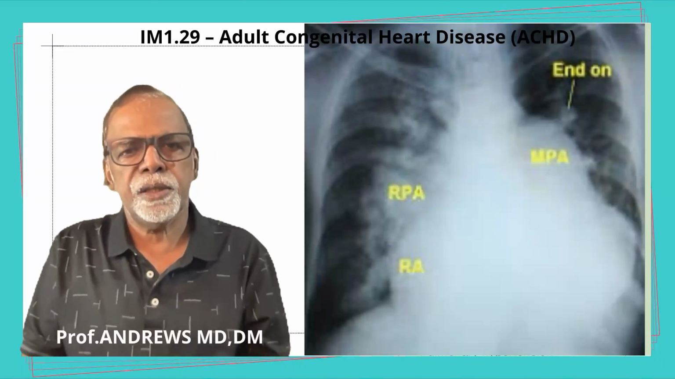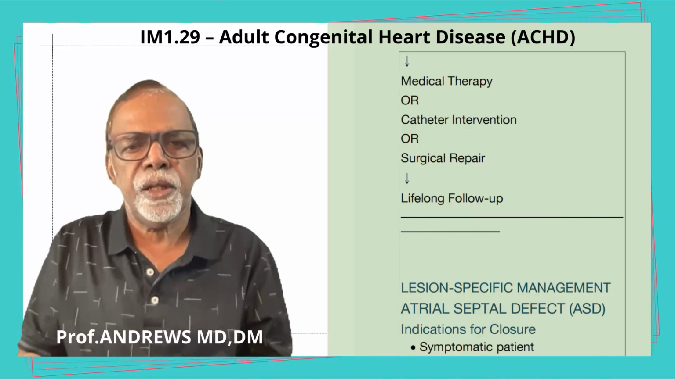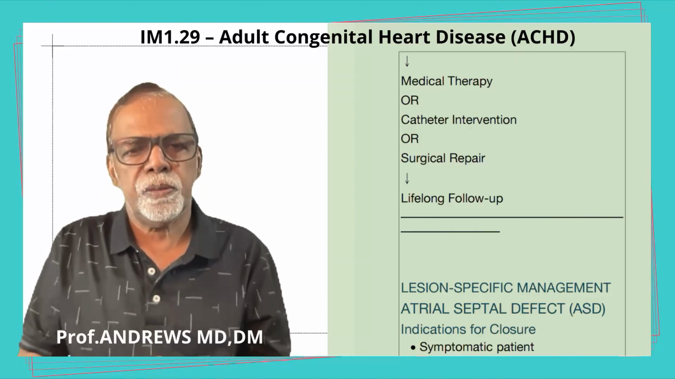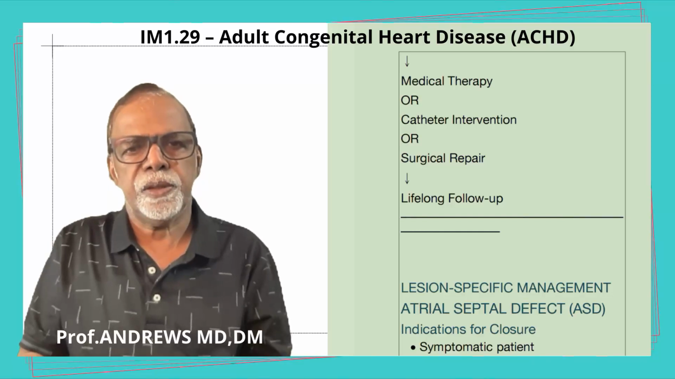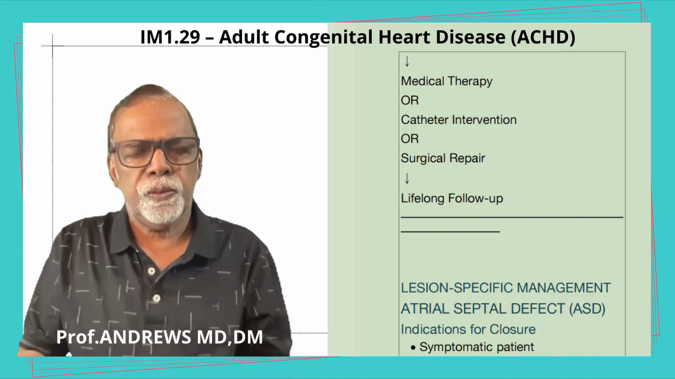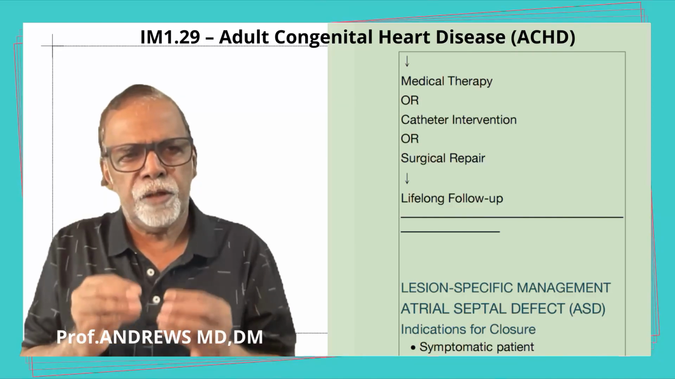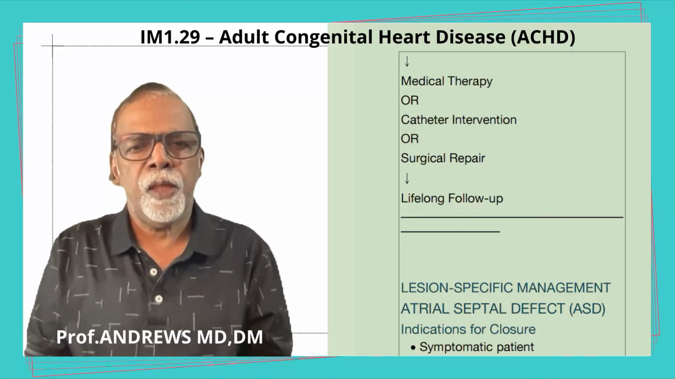So in adult congenital heart disease, you go for history and examination, ECG, chest X-ray, echocardiography, and then assess symptoms and think about further management. So we'll say a few words on the lesion-specific management.